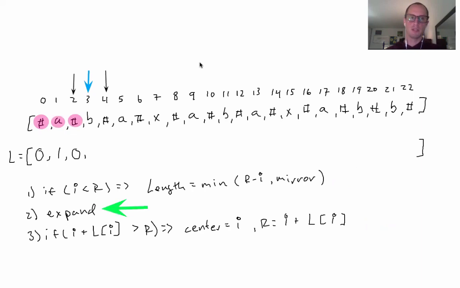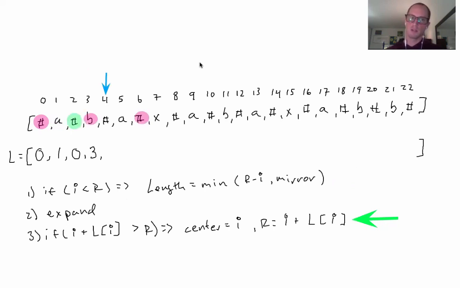We'll expand around B. We'll see that we can expand once, twice, 3 times, so we'll put 3 in for the palindrome for B. We'll check to see if we can update the center. The current palindrome expands beyond the right barrier, so we will update both the right barrier and the center.